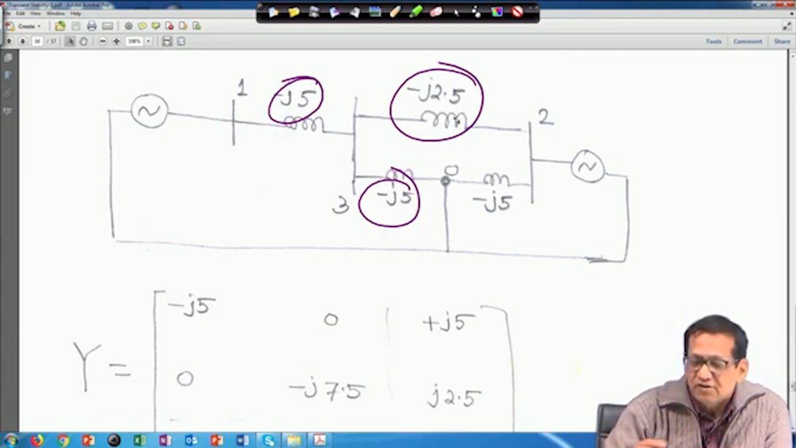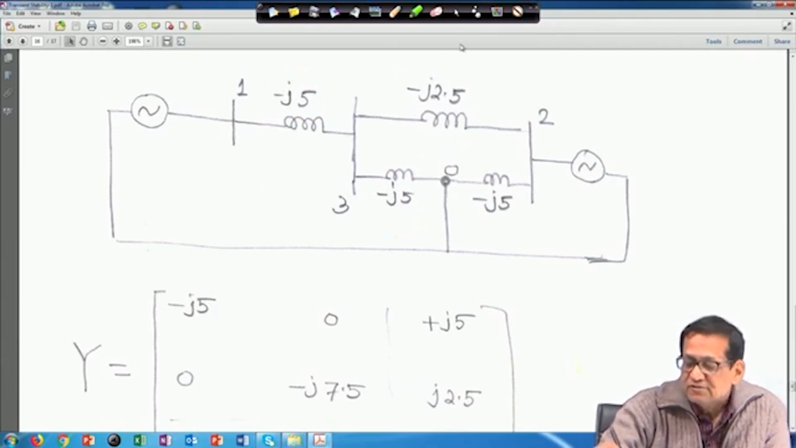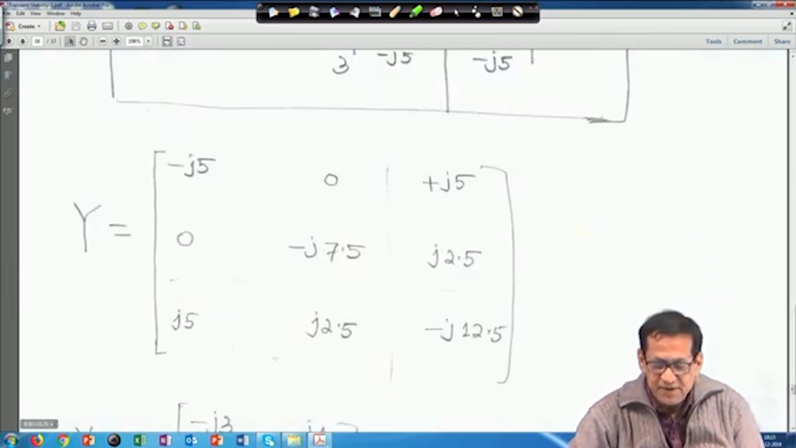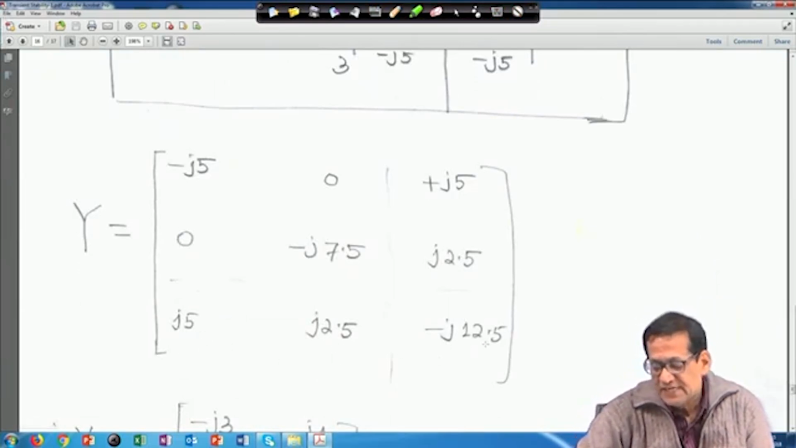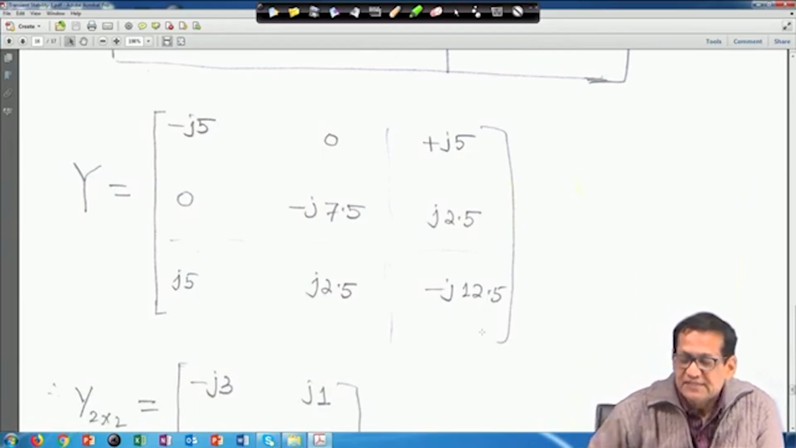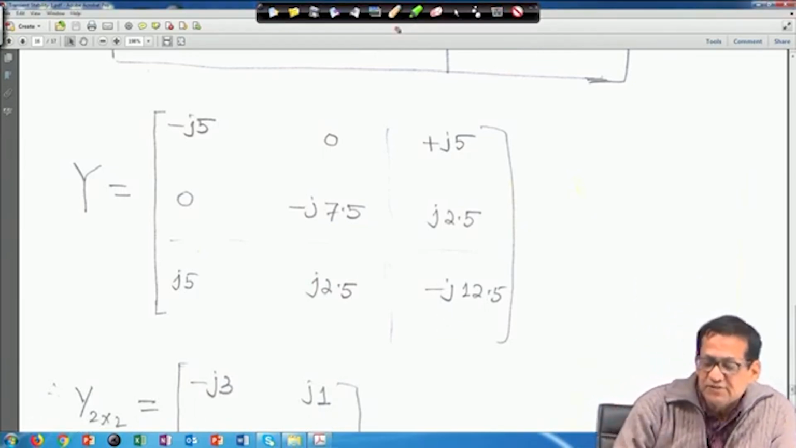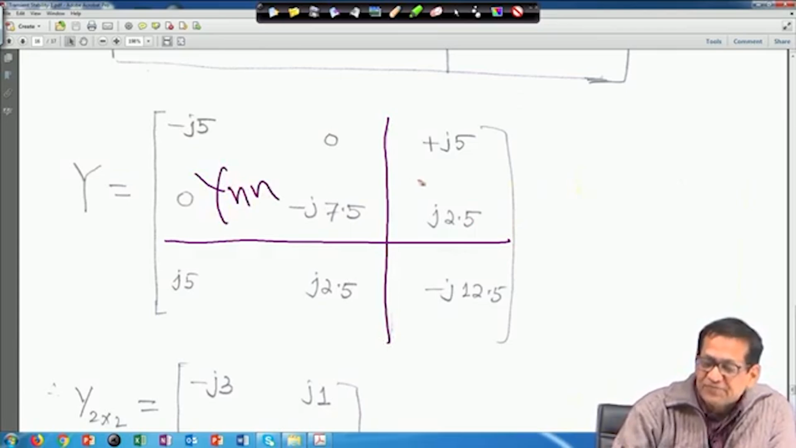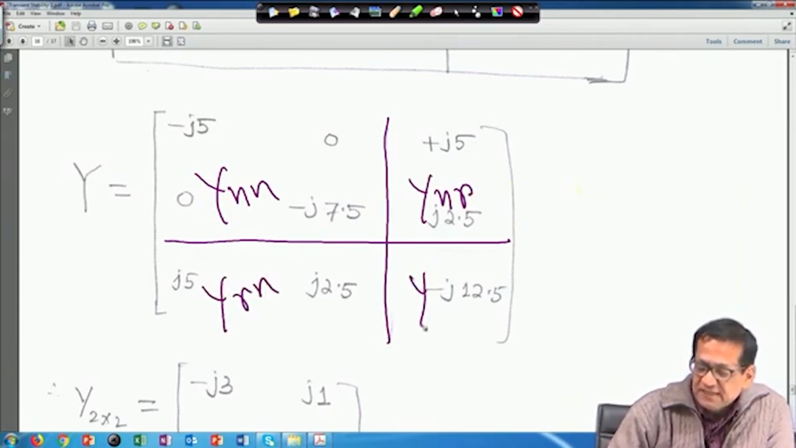So, minus j 12.5. That is why this is j 5, j 2.5 and minus j 12.5, right. And this is during fault; we simply partition it, right. This is your YNN, this is your YNR, this is your YRN, and this is your YRR.